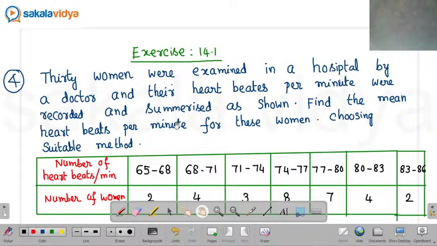What is the answer? Very good, Shivani. Good try. Welcome, Ganesh. Very good, Sony.